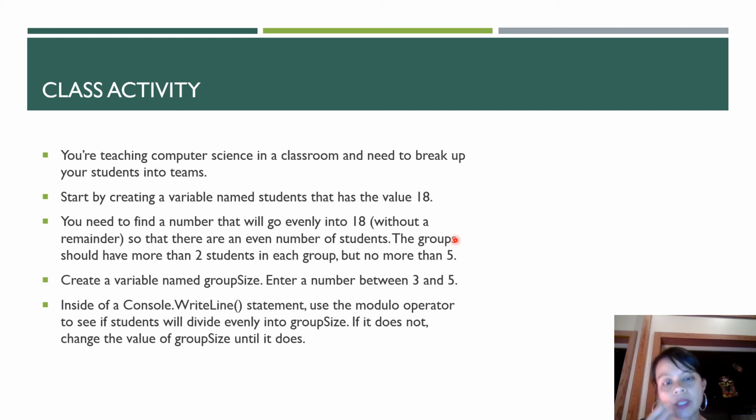So the group should have more than 2 students in each group, but no more than 5. Okay, so create a variable named group size and then enter a number between 3 and 5. And inside of a Console WriteLine statement, use the modulo operator to see if the students will divide evenly into group size. Okay, so if it doesn't, change the value of the group size until it does. So you don't have to use any loops or anything fancy here. You can just manually change the value of the group size until you find that the modulo is nothing. Okay.